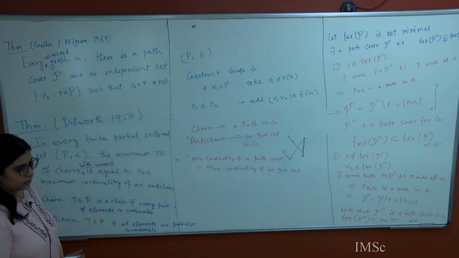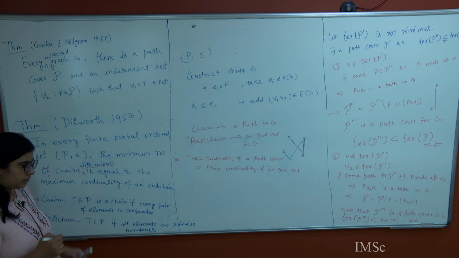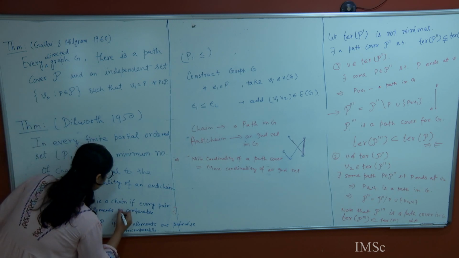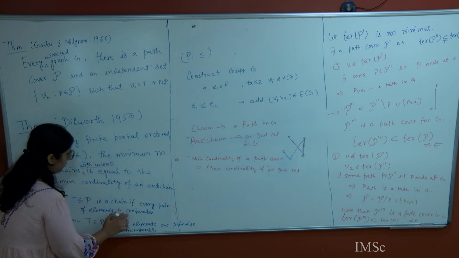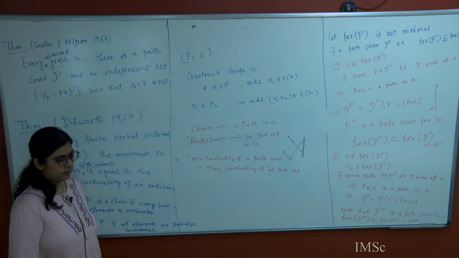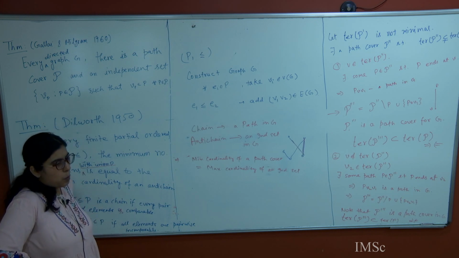Okay, I have a doubt. The definition of a chain is that every pair of elements is comparable, right? Suppose A, B, C. AB is comparable, BC is comparable, so A and C are comparable, right? But if I take a path, then we are saying if they are comparable, then add an edge. So what about vertices which don't have an edge? Those two vertices are not comparable, right? I have a doubt there.